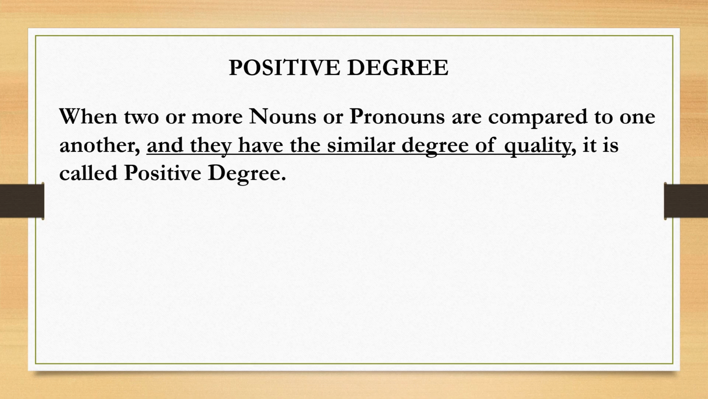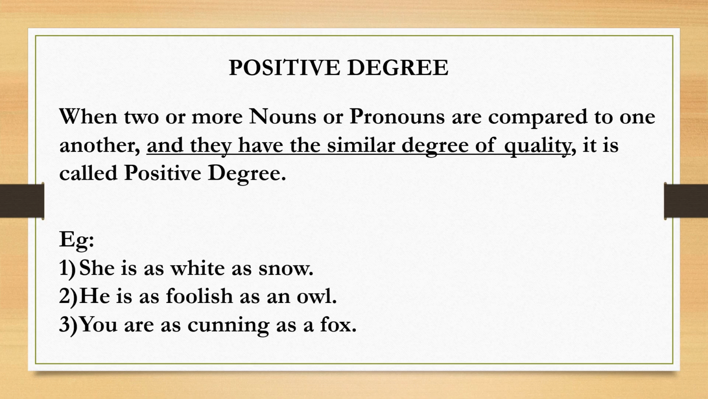Let's understand what is a positive degree. When two or more nouns or pronouns are compared to one another and they have a similar degree of quality, it is called a positive degree. Look at the following sentences. The first sentence, she is as white as snow.